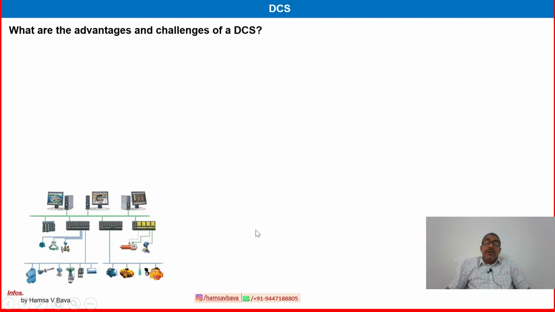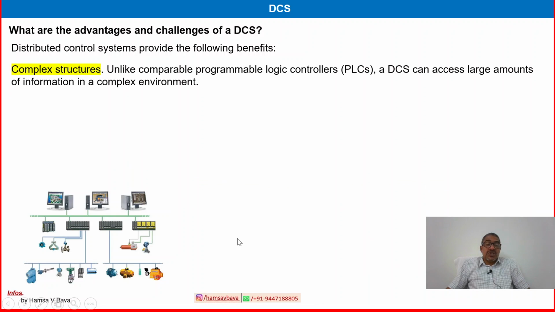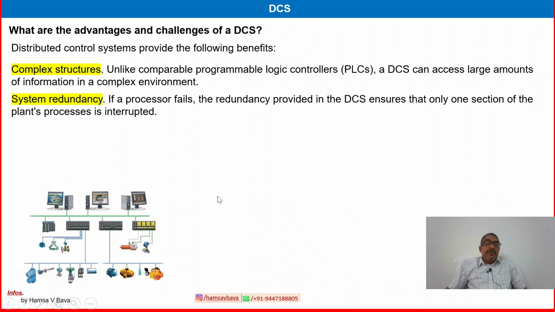What are the advantages and challenges of a DCS? A distributed control system provides the following benefits. Number 1, complex structures. Different types of complex structures they can manage. Unlike comparable programmable logic controllers, PLCs, a DCS can assess large amounts of information in a complex environment. This is very important. System redundancy. If a processor fails, the redundancy provided in the DCS ensures that only one section of the planned processes is interrupted. So the other systems will be normal and will continue until the issue is solved.